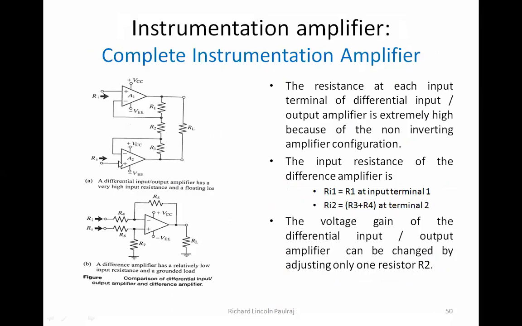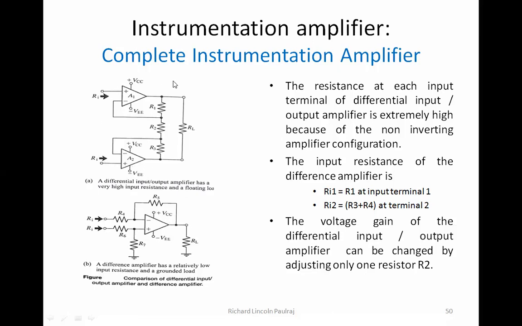Now let me try to put them together here, right? The differential input output amplifier is here at the top, and at the bottom I have a common difference amplifier. We have seen this difference amplifier, right? We have even solved a few problems based on this, where I give two different potentials here and then I just have one single op-amp. I'm not going to use this kind of differential input output.